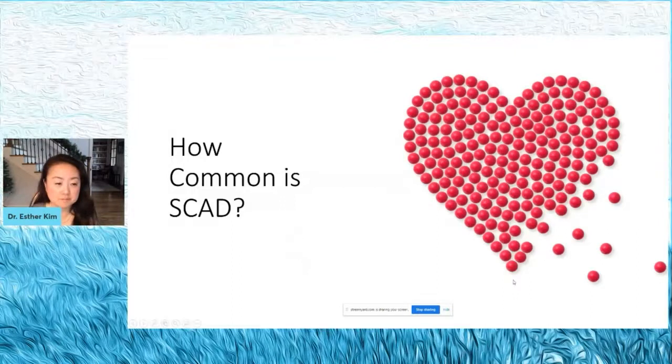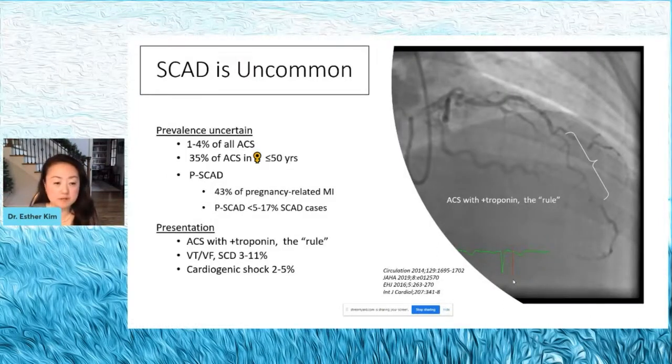Now, how common is SCAD? SCAD is rather uncommon. If you were to look at all heart attacks that occur, about 1 to 4% are from spontaneous coronary artery dissection. But if you were to narrow that number down to women less than the age of 50, about a third of those heart attacks are from spontaneous coronary artery dissection. It used to be that we were taught that the most common place we would see a spontaneous coronary artery dissection was in the context of pregnancy. And sure enough, SCAD does comprise a significant proportion of pregnancy-related heart attack. But if you were to look at the entire population of patients with SCAD, pregnancy-associated SCAD is actually rather less common.